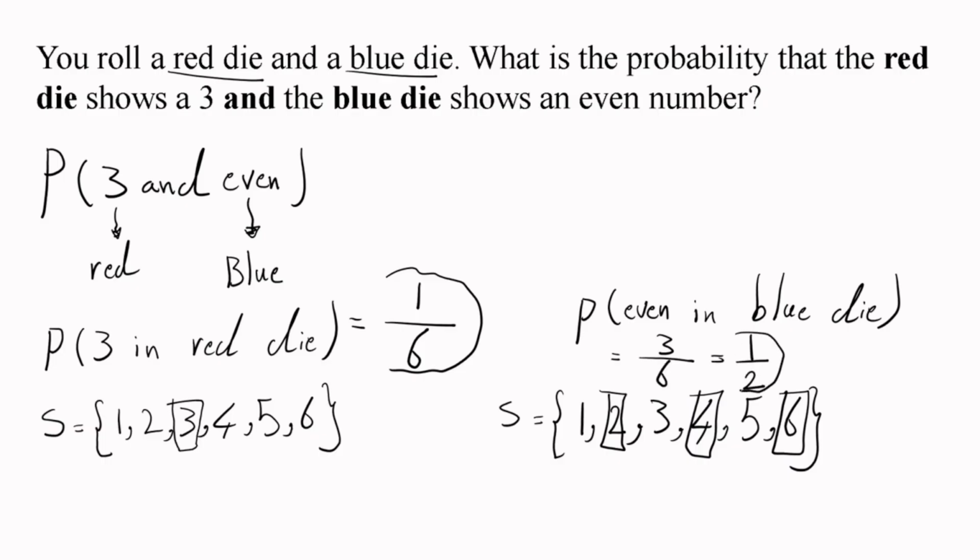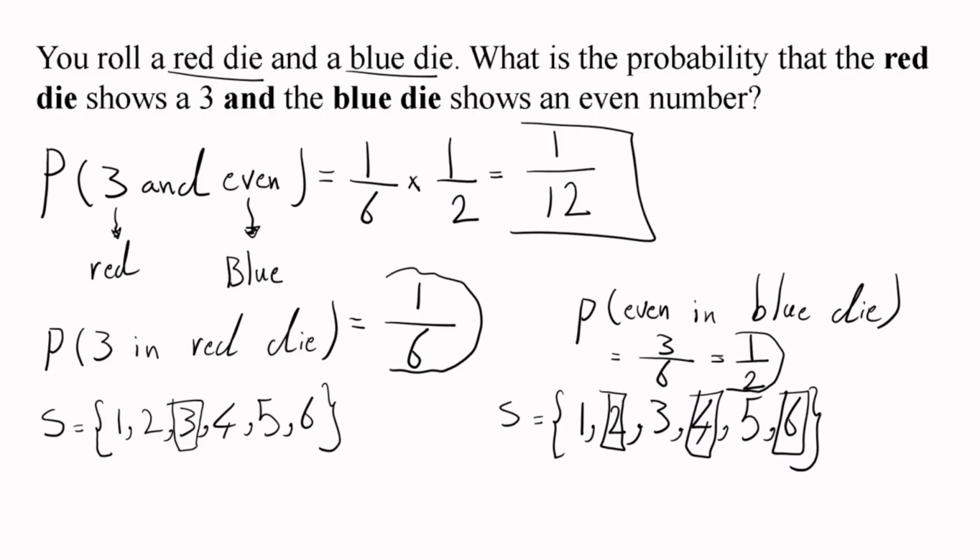Now I calculated the probability of each one separately. The only thing that I need to do is multiply them by each other. So 1 over 6, which is the probability of getting 3 in a red die, multiplied by 1 over 2, which is the probability of getting an even number in a blue die. If I multiply them, the answer is gonna be 1 over 12. Really easy. It's easier than the previous method.